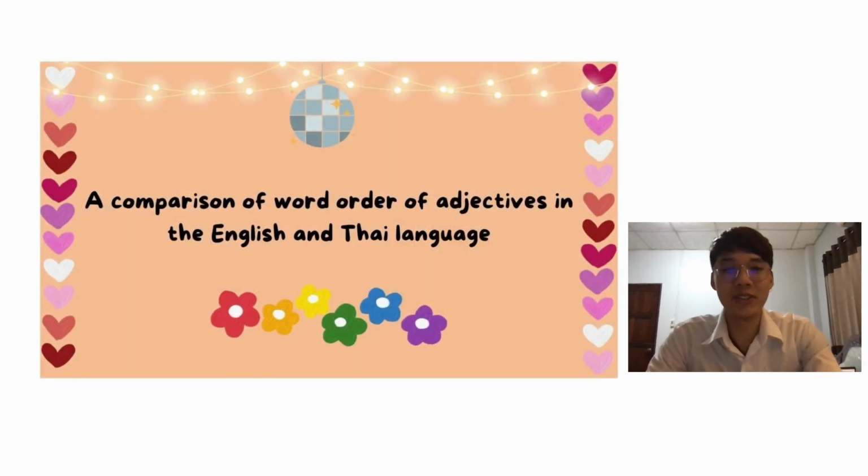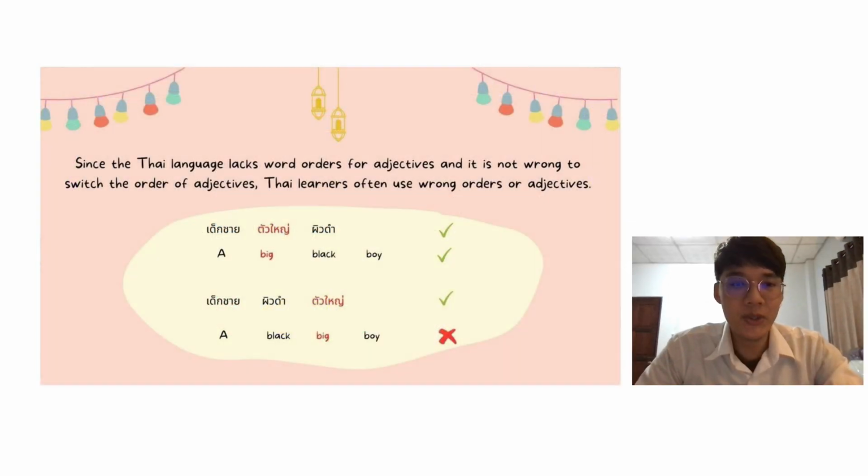Well, in order to make you aware of making mistakes, I would like to show you a comparison of word order of adjectives in the English and Thai language, and show you some errors that are usually made by Thai students. Due to the differences in language structures, Thai students usually have problems with the word order of adjectives in English phrases. As you can see from the first group, a phrase เด็กชายตัวใหญ่ผิวดำ in Thai is correct, as well as a big black boy in English.